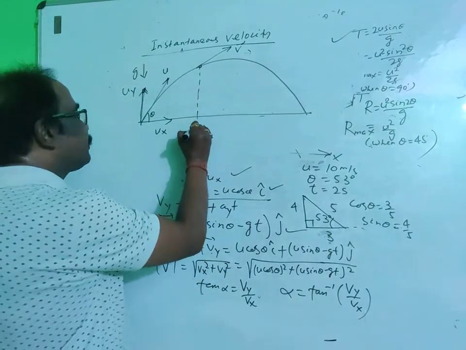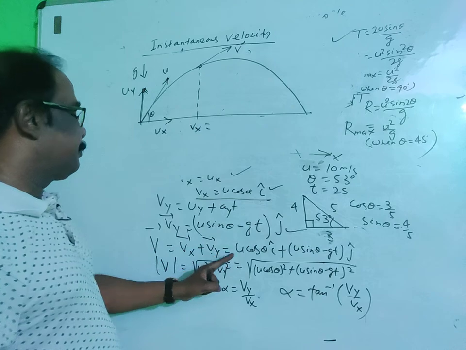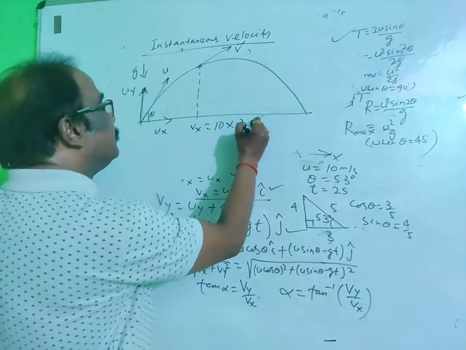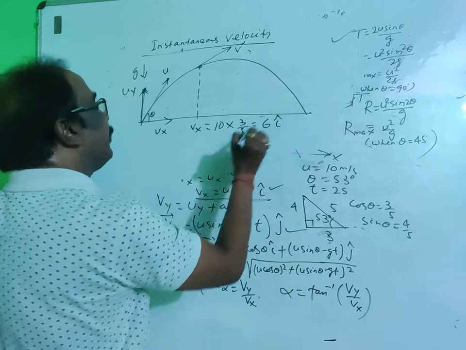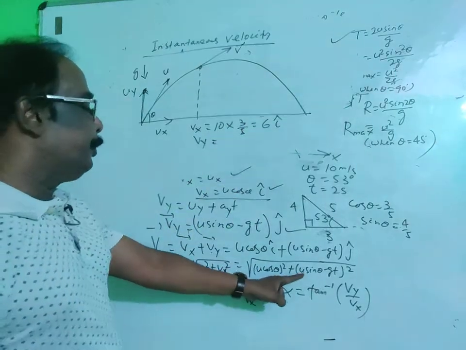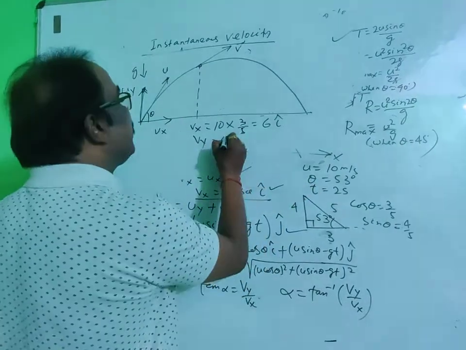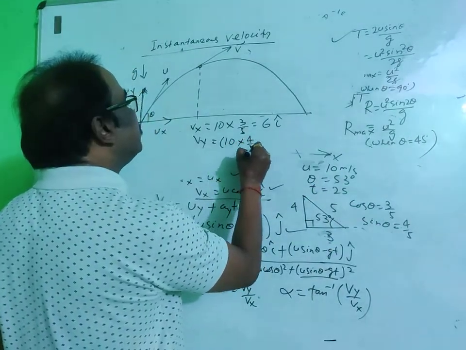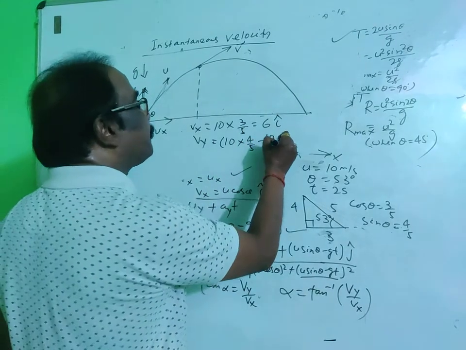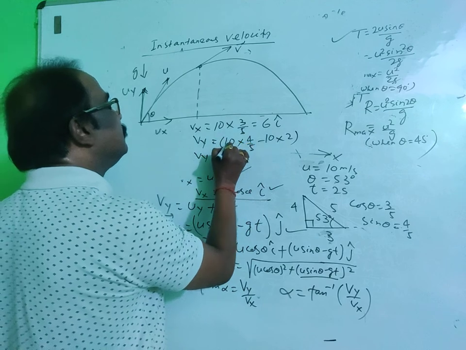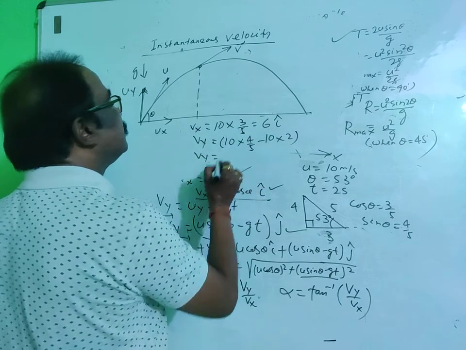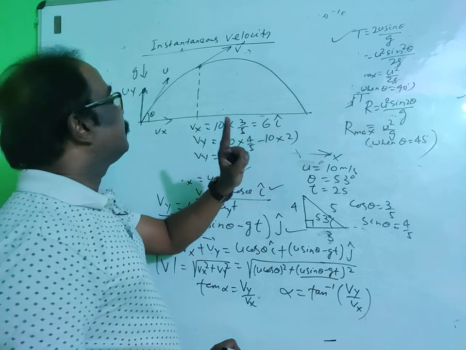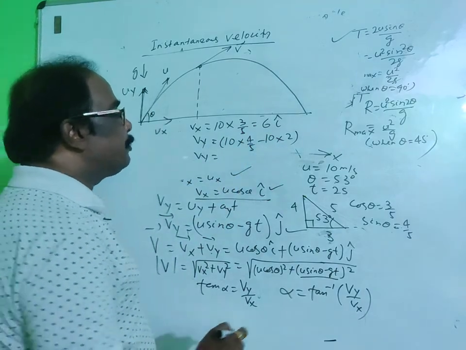Then vx. Let's calculate vx first. Vx is u cos theta. U is 10 into cos theta, 3 by 5, then 2 into 3, 6 i cap. Then vy. Vy is u sin theta minus gt. U is 10, sin theta is 4 by 5, minus g, let's take 10, t, let's take 2. Then vy is equal to 2 into 4, 8, 8 minus 20, it comes in negative. So let's change the data.